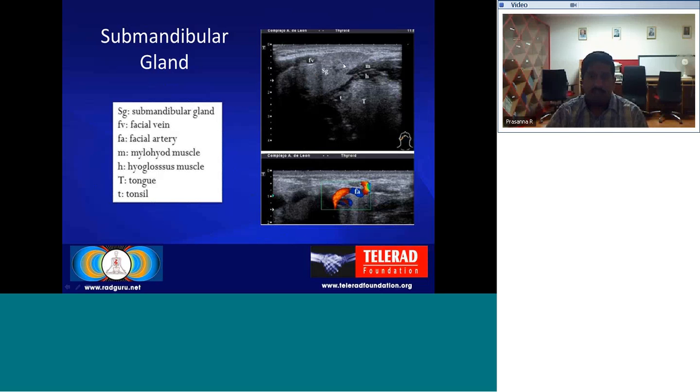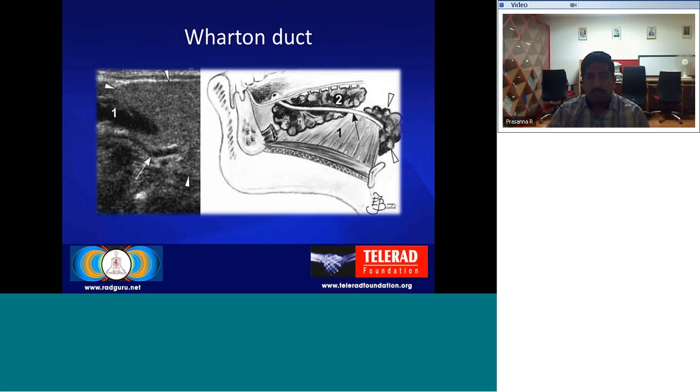So this is the gland there, the facial vein and the facial artery passing through the tongue, tonsil, and the muscles, namely the mylohyoid and the hyoglossus muscle. And again, the duct is very important because more commonly the Wharton duct is involved in sialolithiasis than the parotid duct, the Stenon duct. It is more common in the submandibular gland duct, which we see more commonly on CT scans. Probably many times it can be an incidental finding.